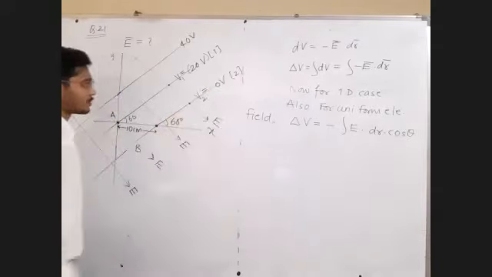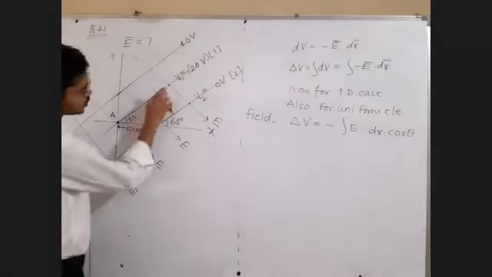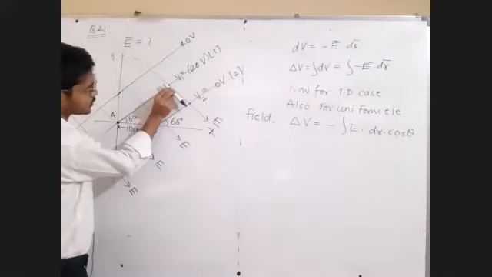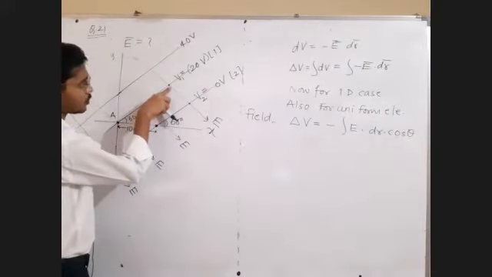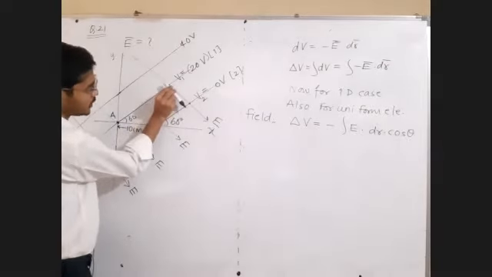V2, what is that? It is 0. No problem. Electric field is from higher potential to lower potential. So the direction of electric field should be this, and it should be perpendicular to the equipotential surface. Higher 20, lower 0. It should be like this.